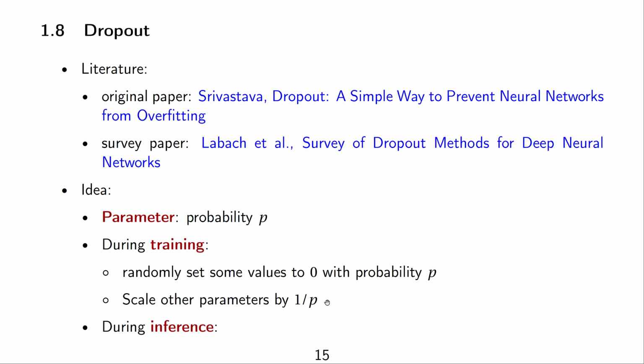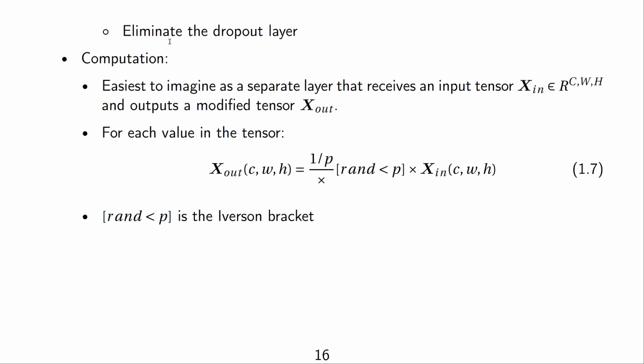That means if the probability P is 1/2, then we will go over each value in this tensor and set it to 0 with probability 1/2. And all the surviving scalars in the tensor, we will multiply with 2. So for some values, they will get smaller or closer to 0, and the other values will move further away from 0. And during inference, we eliminate this dropout layer.